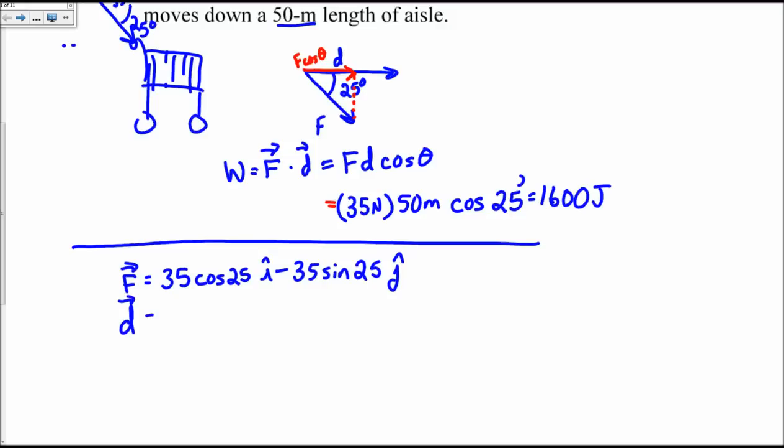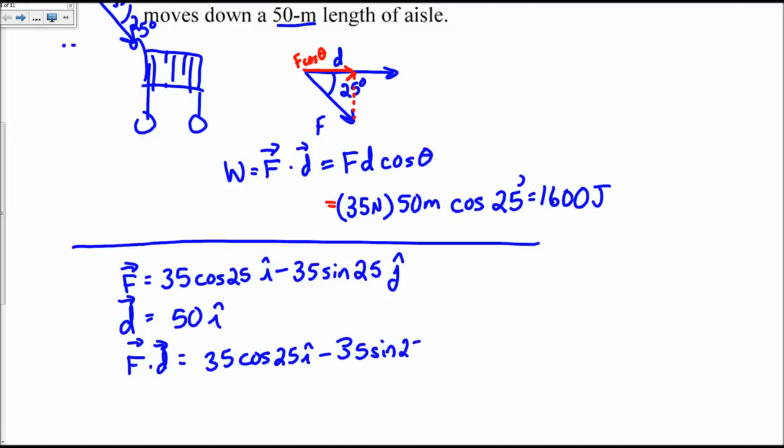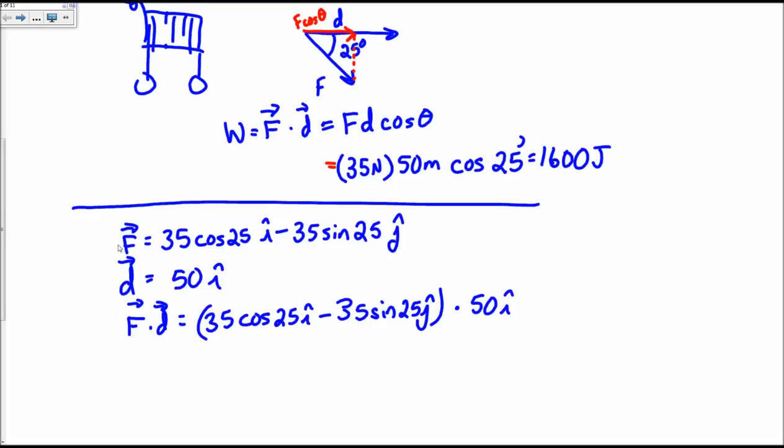D, the displacement, is just 50 i. And then we just take the dot product. F dot D is going to equal 35 cosine of 25 i minus 35 sine of 25 j. That's my F, dotted with 50 i.